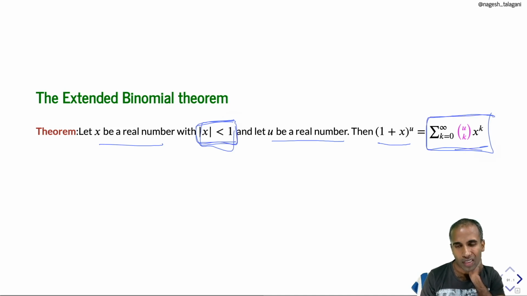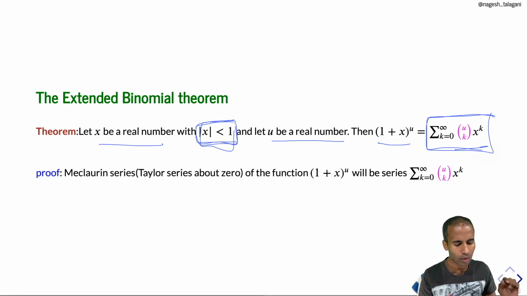This is not a problem when we talk about the binomial theorem. In the binomial theorem, the expansion has only finitely many terms, right? So no matter what x you take, the finite sum always makes sense.